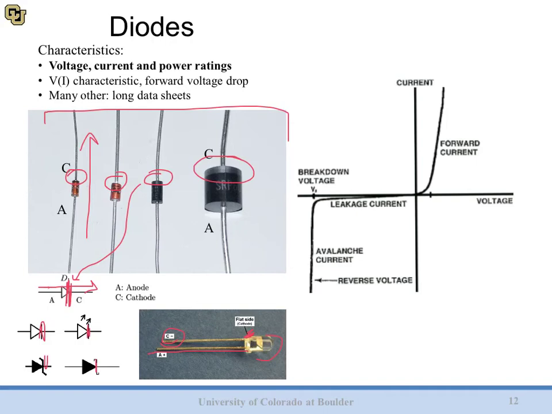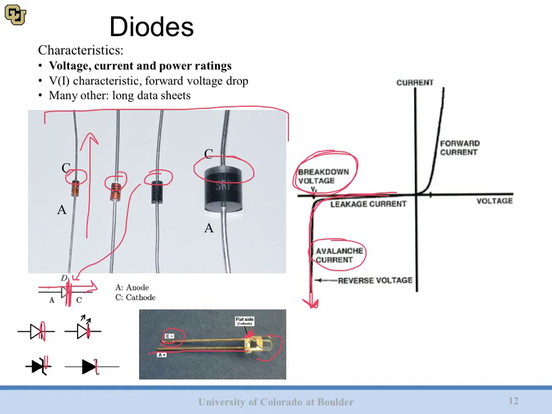So, when we're looking at data sheets for these diodes to figure out how they operate, there's a few parameters they'll generally give us. The first one is the breakdown voltage, which, if you remember your current voltage characteristics of a diode, is the reverse voltage which is actually going to cause the diode to stop blocking current. You're going to get this avalanche current. Sometimes this is destructive, and it might break your diode, so don't apply a reverse voltage larger than this breakdown voltage.